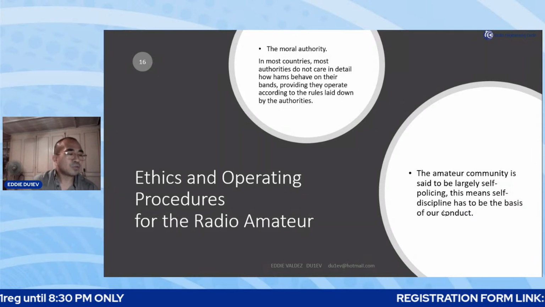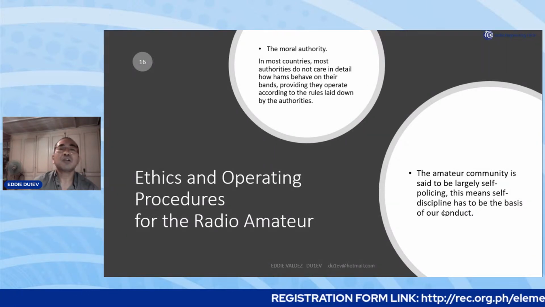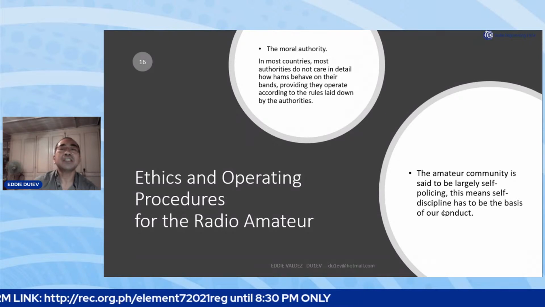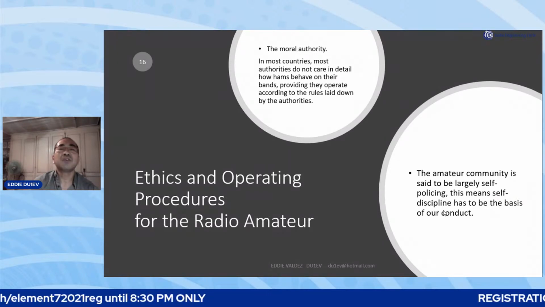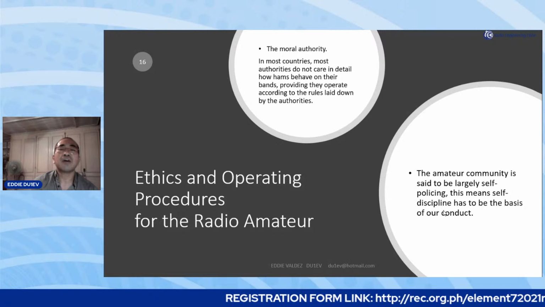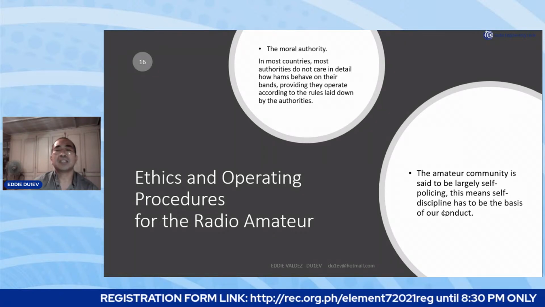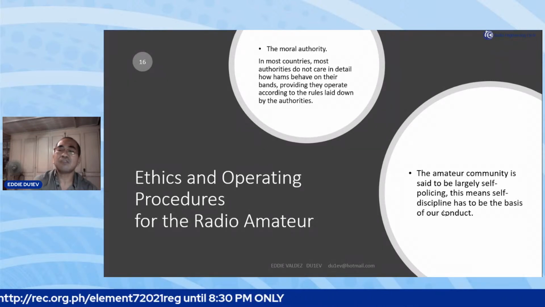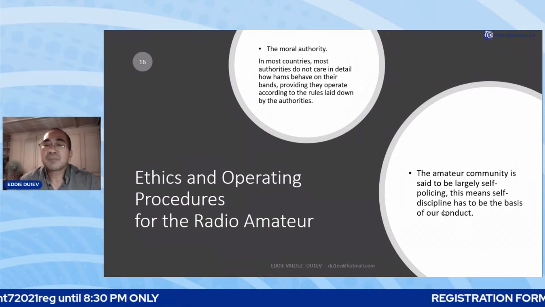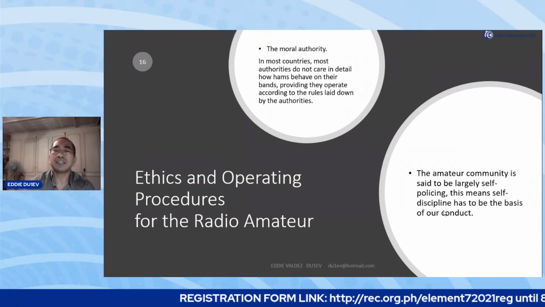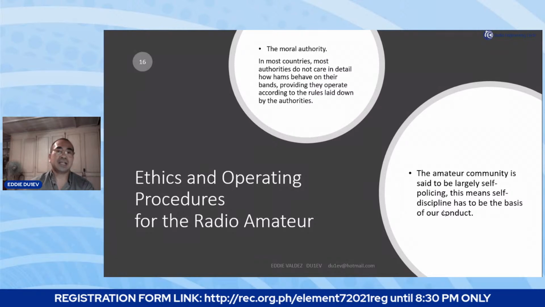Okay. Going on to the general principles. The moral authority. In most countries, most authorities do not care in detail how hams behave on their bands, providing they operate according to the rules laid down by the authorities. The amateur community is said to be largely self-policing. This means self-discipline has to be the basis of our conduct.